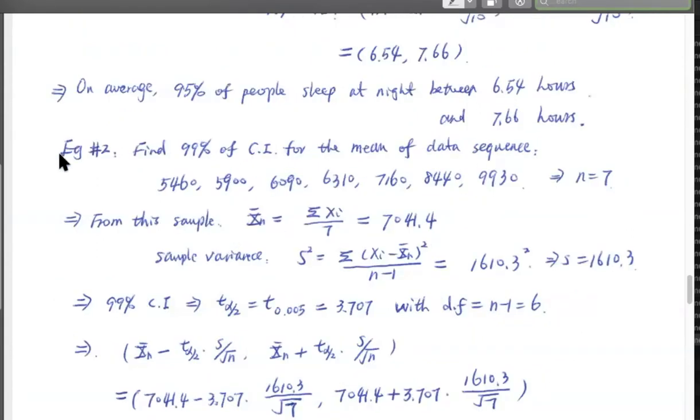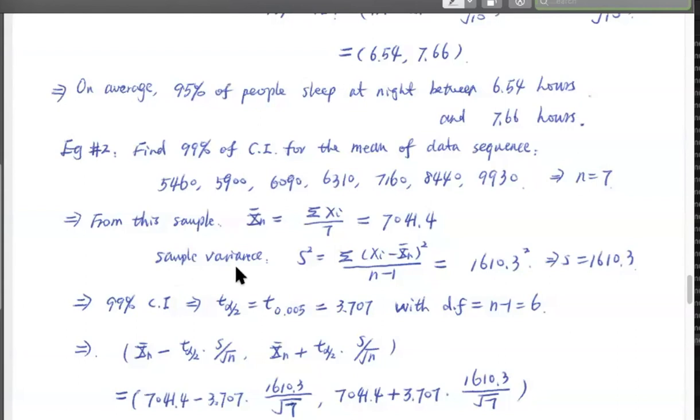So example number 2, everything is similar except one thing. This example is special because we are given a sequence of numbers here. So 1, 2, 3, 4, 5, 6, 7 numbers, right? Out of those 7 numbers, we can calculate the average. It's like a sample here. We want to find the 99% confidence interval based on this sample average. From the sample, we add them together, divide by 7, and we got this much.